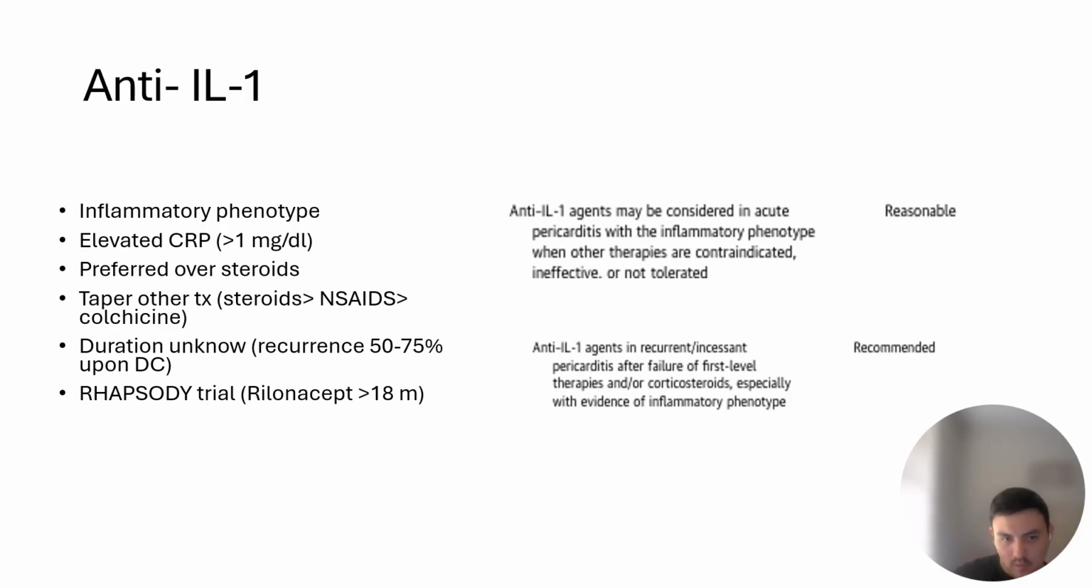The duration is unknown. Why? Because there was a trial, the RHAPSODY trial, that used rilonacept, and there was a high recurrence of 50 to 70% upon discontinuation of this drug. So how long the patient has to be on this medication is not known, but they used 18 months. So 18 months is probably the duration that they recommend, or more, depending on how recurrent the acute pericarditis is.